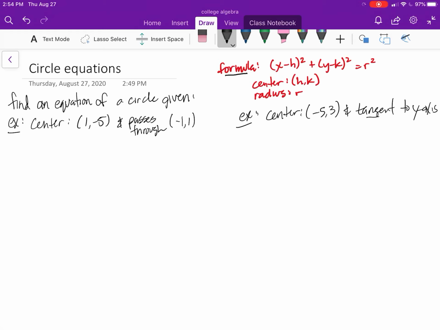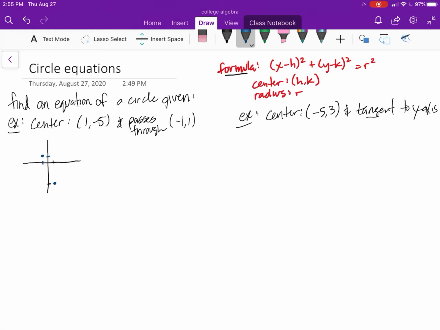So let me draw a quick sketch. It's not really necessary for either of these, but I want to show where we're going. All right, so the center here is (1, -5). Rough sketch, right? 1 and then down 5. There's my center. And it passes through, let's switch colors, (-1, 1), so somewhere up here.